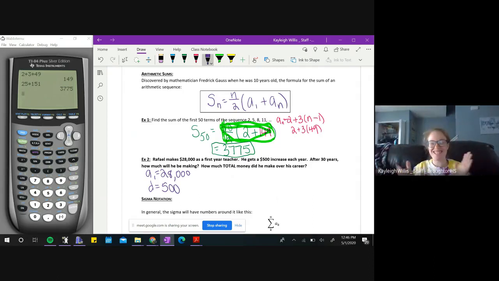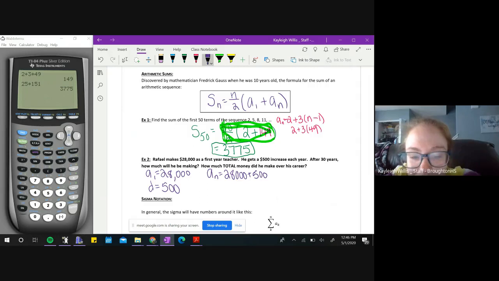Yes, my common difference. Now we want to know how much he's going to make after 30 years. So I'm going to make my explicit. A sub n equals 28,000 plus 500. And I could put n minus 1, but I already know what I want. I want 30. 30 is my n. So 30 minus 1 is just going to be 29.